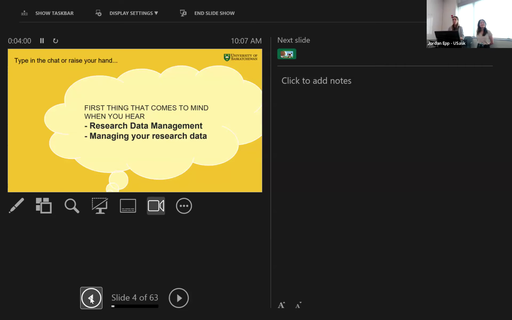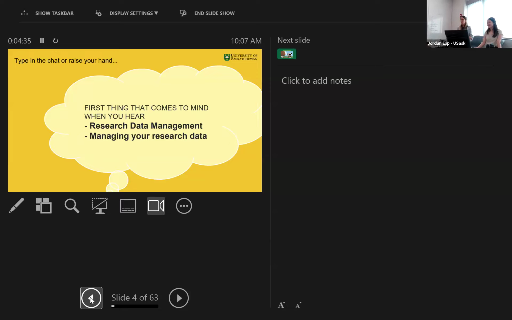Okay, so first, just to warm us up a bit, we wanted to get a sense of people's initial understanding of research data management. So just in the chat or in person, you can just shout it out. What comes to mind for you when you think of research data management or managing your research data? Data lifecycle. That's a good one. Managing your citations. Totally.